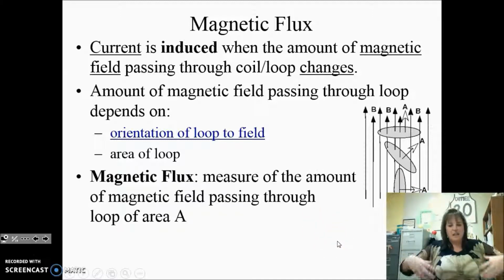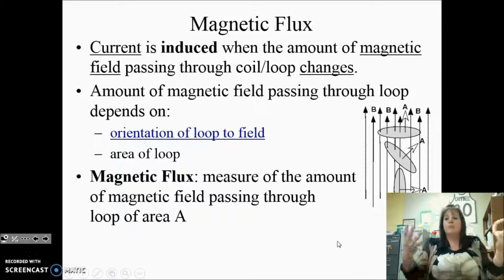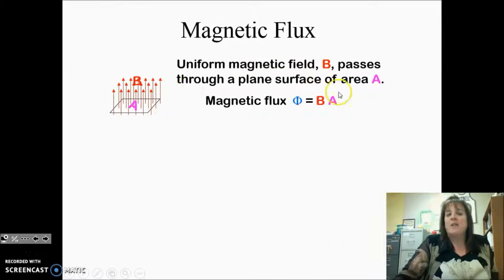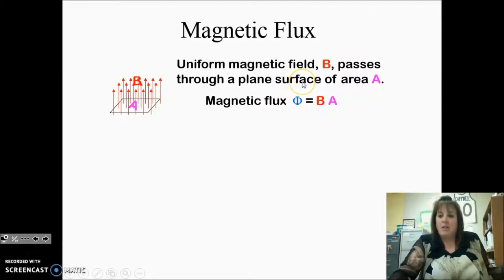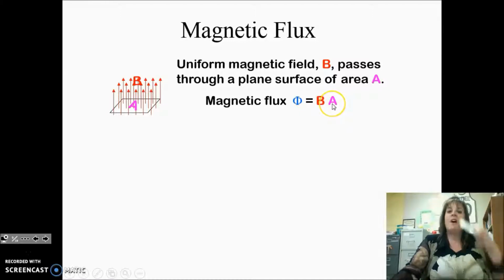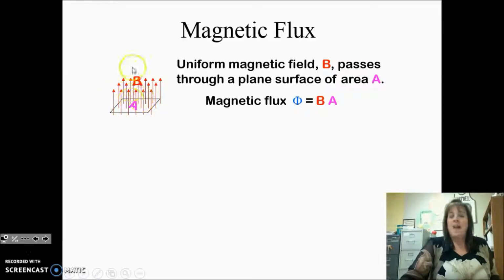So this idea of magnetic flux came to be, and what magnetic flux is a measure of is the amount of the magnetic field that passes through a loop with some area. So let's take a look at its equation. We look at a uniform magnetic field passing through a plane or a loop that has a surface A. Magnetic flux, symbolized by this big capital phi here, is equal to the magnetic field B times the area A.